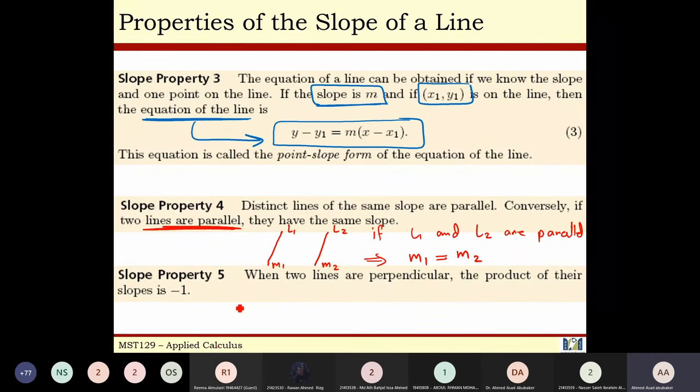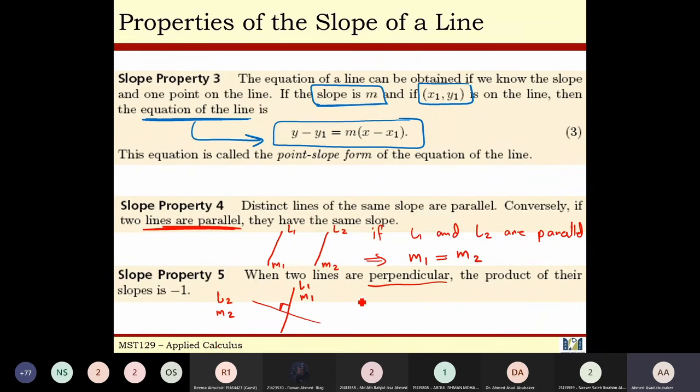And if we have perpendicular lines, perpendicular means what? It means we have two lines intersecting at a right angle. L1, which has slope M1, and L2, which has slope M2, are perpendicular if we have a right angle between them. The angle of intersection between them is 90 degrees.